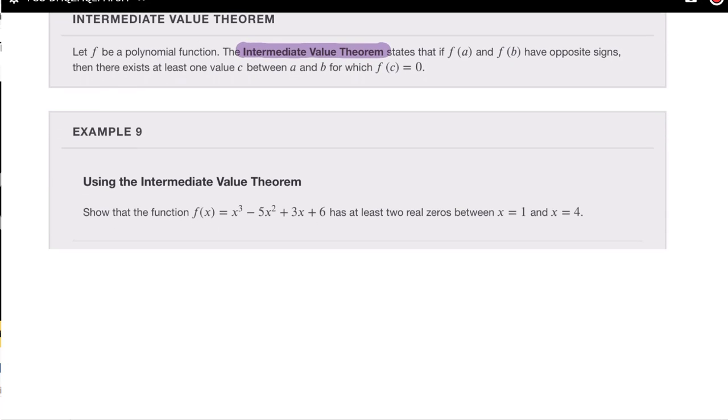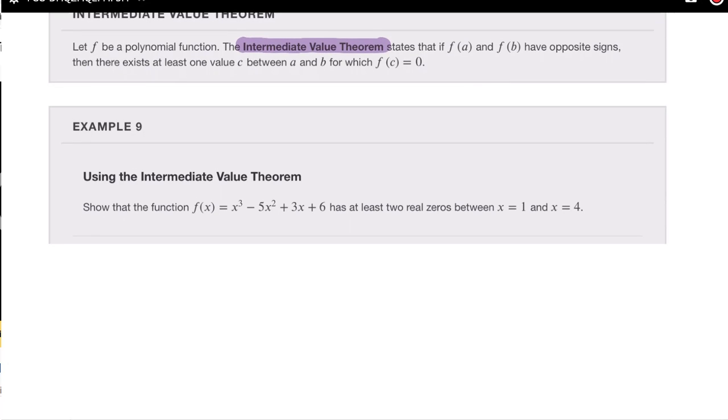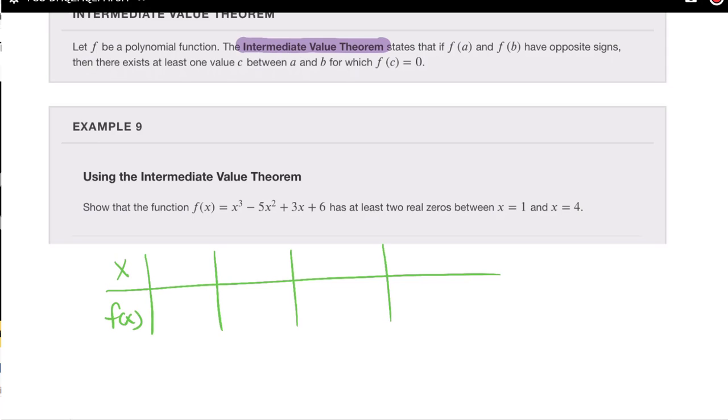It says, show that the function f of x equals x to the third minus 5x squared plus 3x plus 6 has at least 2 real zeros between 1 and 4. So the easiest way to do this is just to make a table of values. And I need to show at least 2 zeros, so I'm going to plug in numbers between 1 and 4. So what are some numbers between 1 and 4? Let's just say 2 and 3.